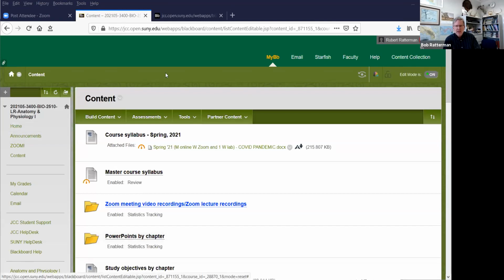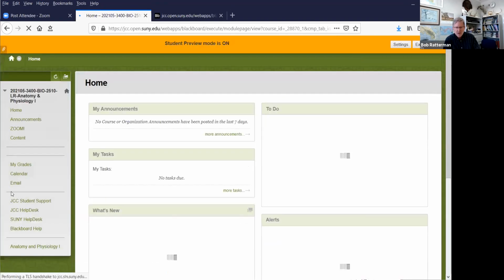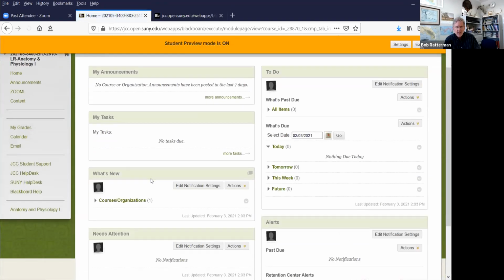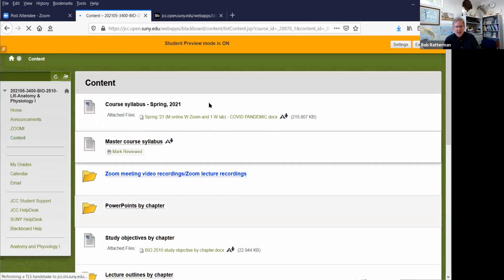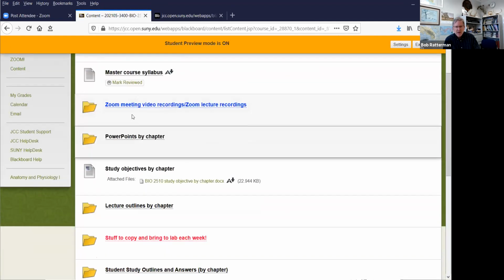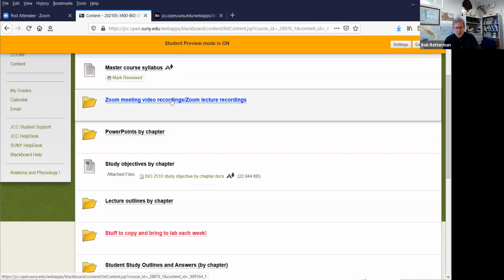So this is the course shell. I'm going to go to the student view. So this is what you're going to see when you go to the course shell, right? This is what you see. Everything other than the Zoom link to the Zoom room, which obviously you've all found because you're all here, go to content. Everything's in content. Here's the course syllabus. Here's the master course syllabus. Here's the Zoom video recordings.